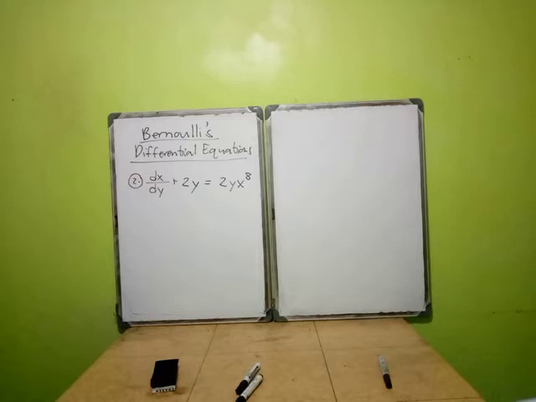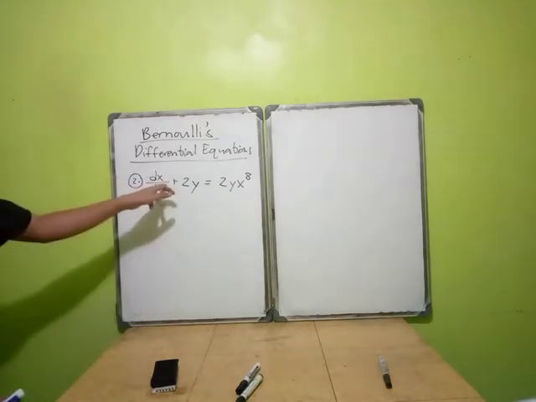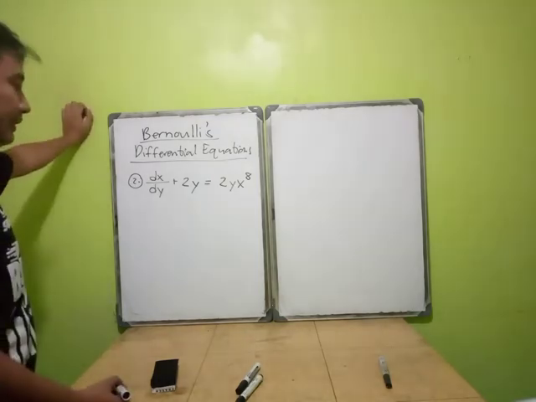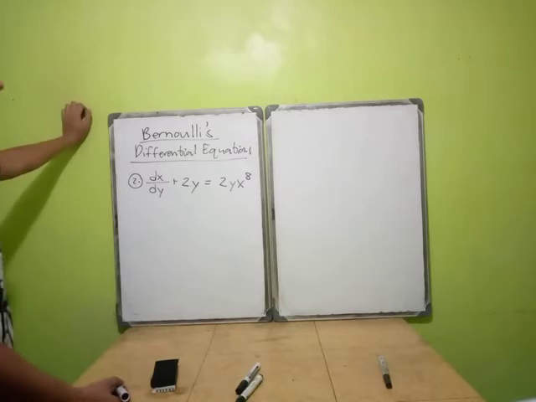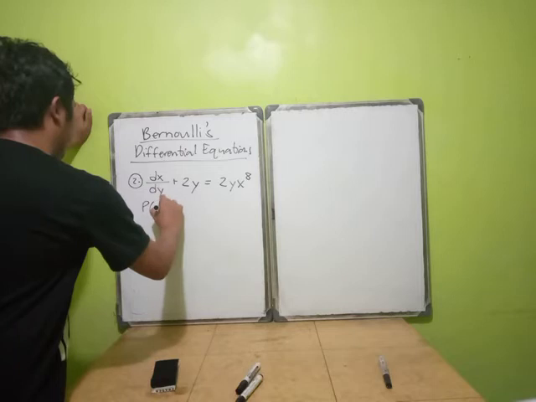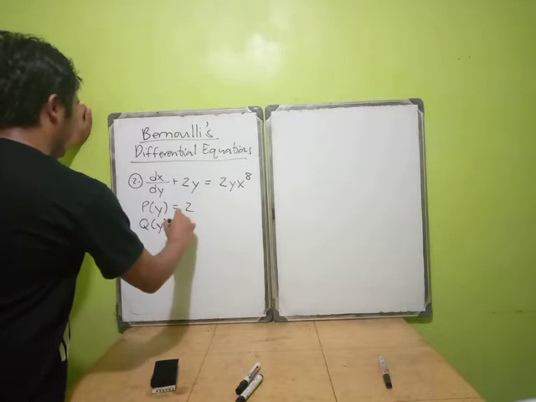So, what if yung power is nandoon na sa x. If you remember yung nasulat ko kanina sa board. So, instead of y, si x na yung may power. Kasi, applicable lang yan kapag nabaliktad yung sitwasyon ni dx at saka ni dy. So, ang identify natin is instead na si px, qx, is si py and qy na. So, dito, si py natin is 2. And then, si qy natin is 2y.